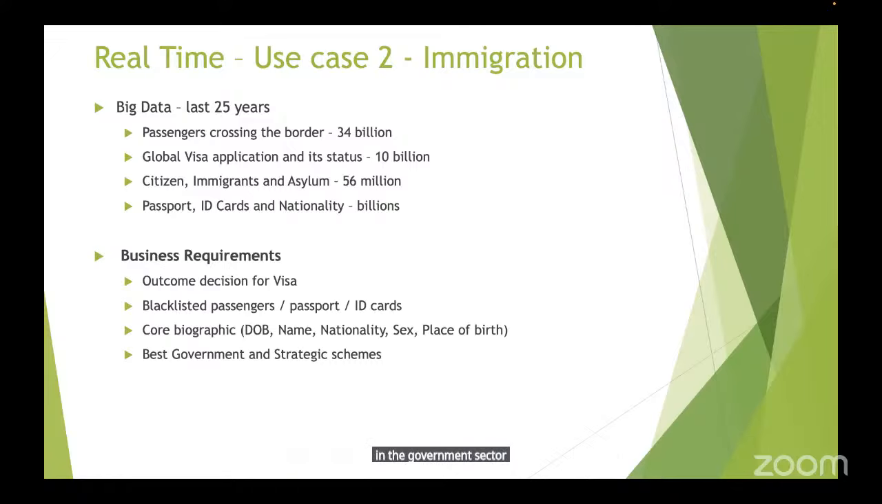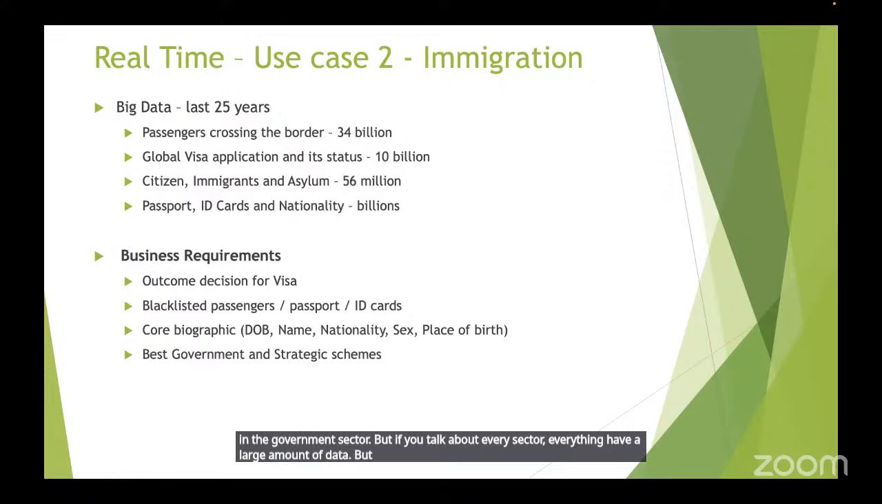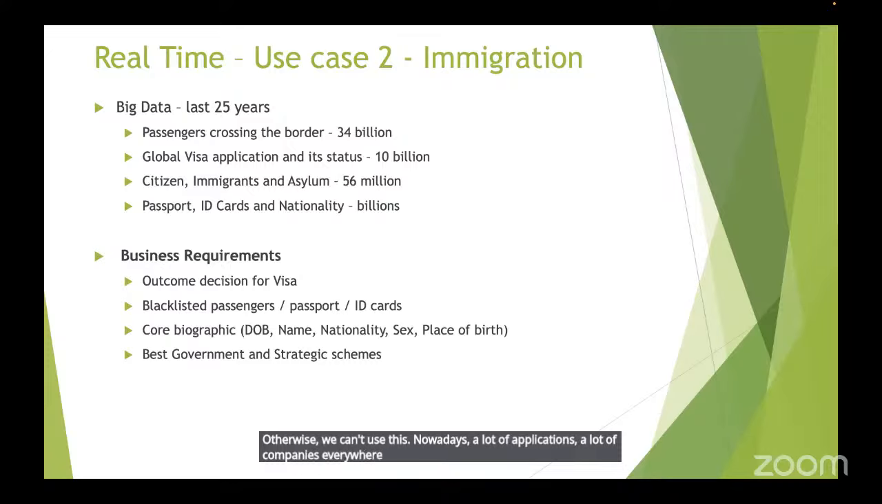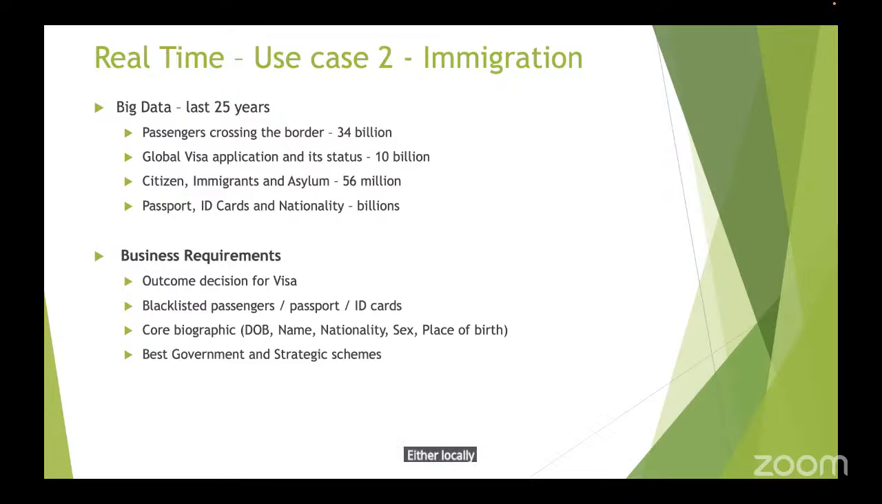But if you talk about every sector, everything has a large amount of data. Without any data, if you want to build something, it's very difficult in data science. That is a limitation of data science. You need to have huge data in the system. Otherwise, we can't use this. Nowadays, a lot of applications, a lot of companies everywhere, the data is digitized. So the data is already available, either locally or in the cloud or in the data center. Data is available. How to use the data? That is where we have to use the potential talent.